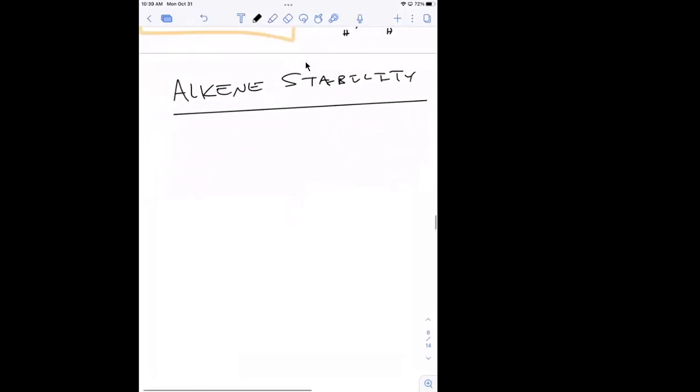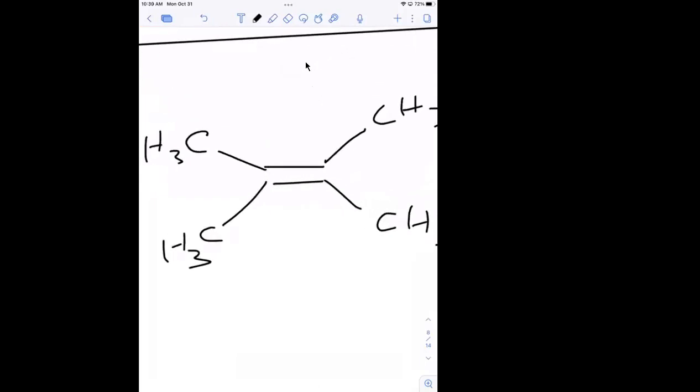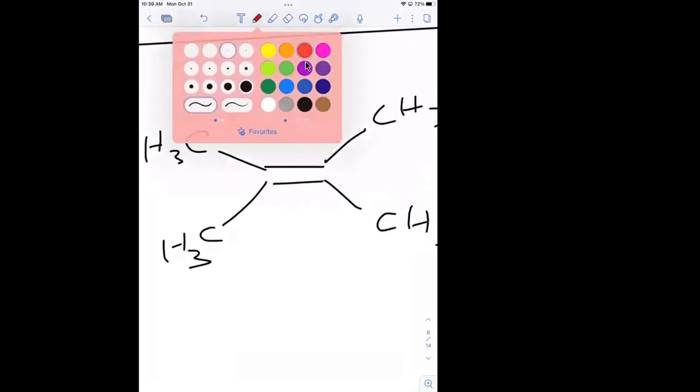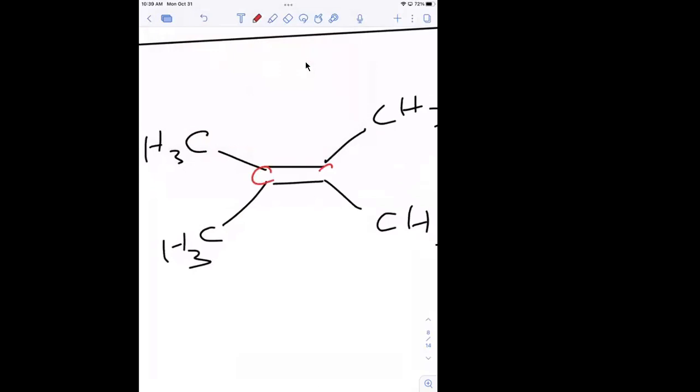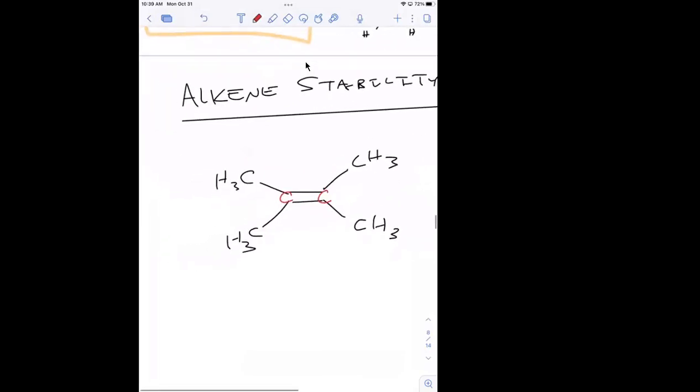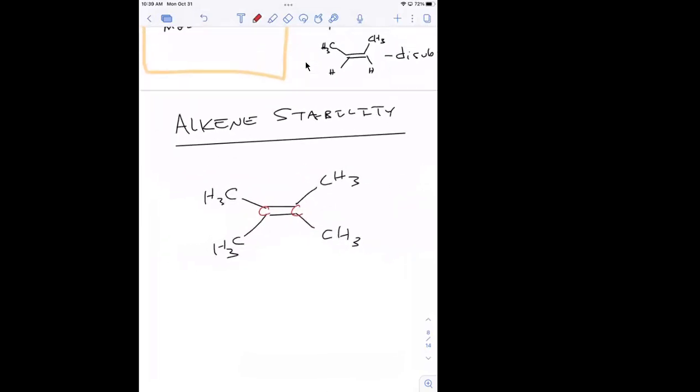All right, I'm just going to go back with the tri-substituted alkene. Actually, I'll go with the tetra-substituted alkene. I'm going to show the carbon in the alkene as well. All right, what is the hybridization state of the carbons in the alkene?